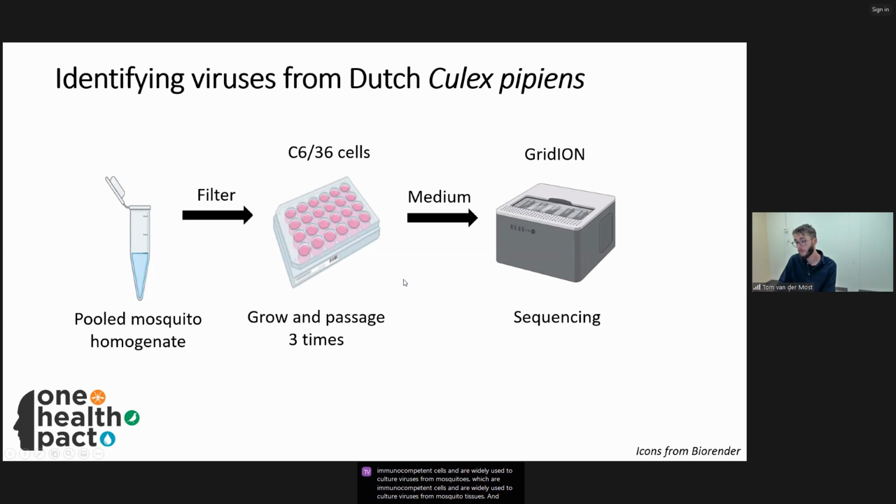And for 5 out of the 9 pools, we saw a cytopathic effect, which was a visual effect on those cells. They were either dying or their growth was slowing, indicating that there was something happening here. And for those pools, we took the medium, we extracted RNA, and we used nanopore sequencing to determine the causative agent of this cytopathic effect.